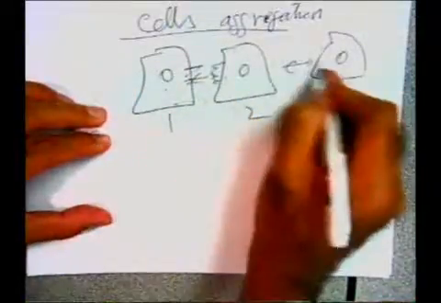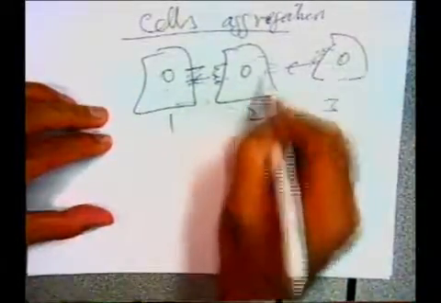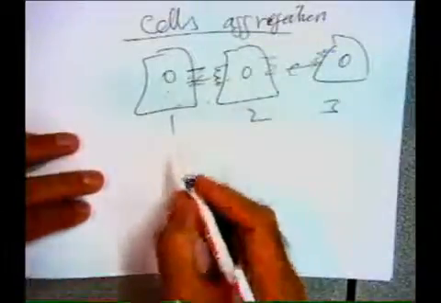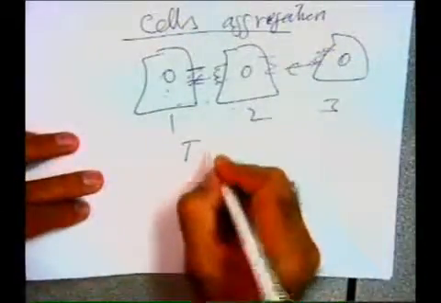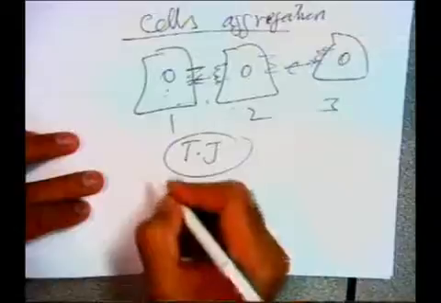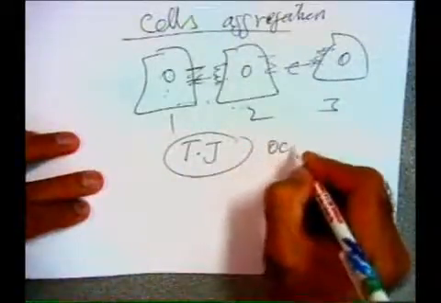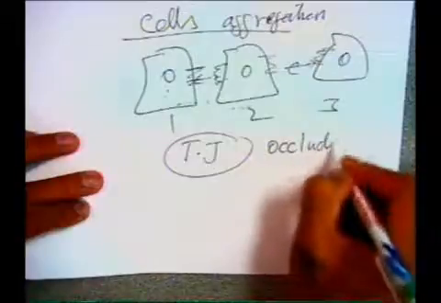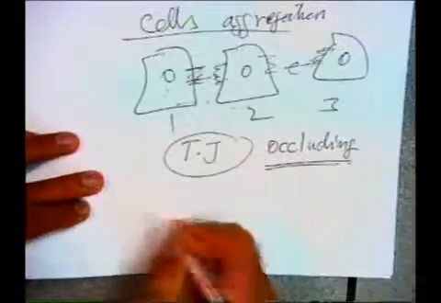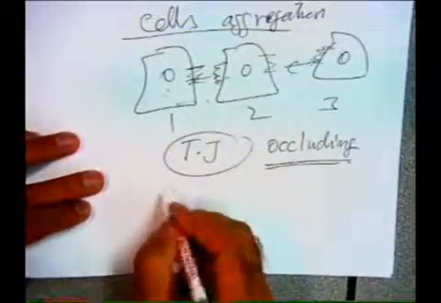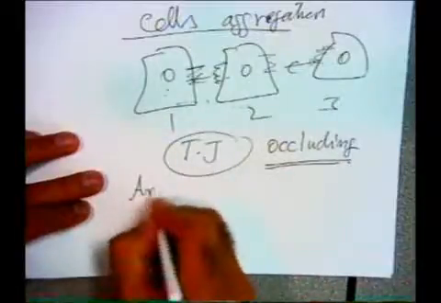What is the membrane architecture? What is responsible for that? We will study that. They are called tight junctions, TJ. It's for occluding, O-C-C-L-U-D-I-N-G, occluding tight junctions.